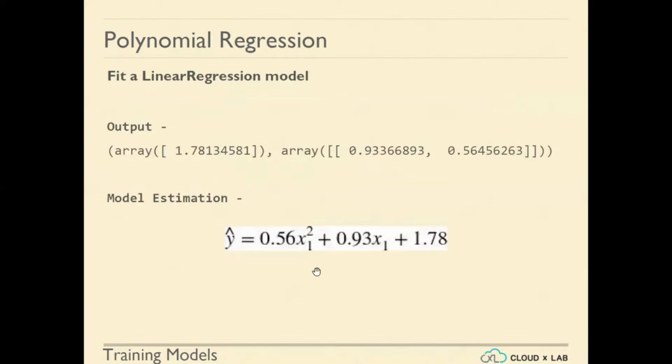Okay. So originally we have x1, but we are learning a linear model using data where we have x1 square. So this type of model we are learning, where we have a degree 2 term, degree 1 term, and degree 0 term, the bias term, right?